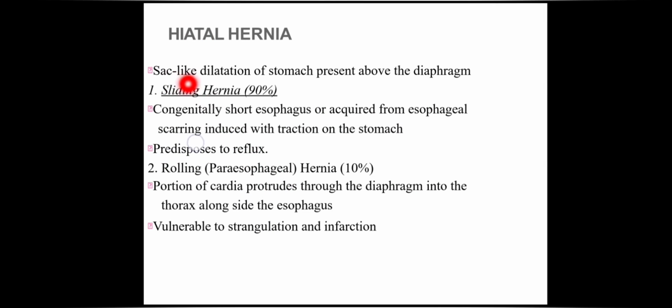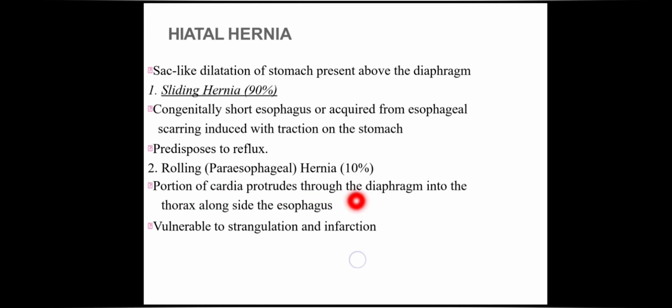Hiatal hernia is a sac-like dilatation of stomach present above the diaphragm. It is of two types, sliding and rolling type. Sliding hernia is the most common one. It is a congenital disorder where a congenitally short esophagus, or acquired esophageal scarring induced by traction on the stomach, will pull the stomach above the diaphragm. This predisposes to reflux.